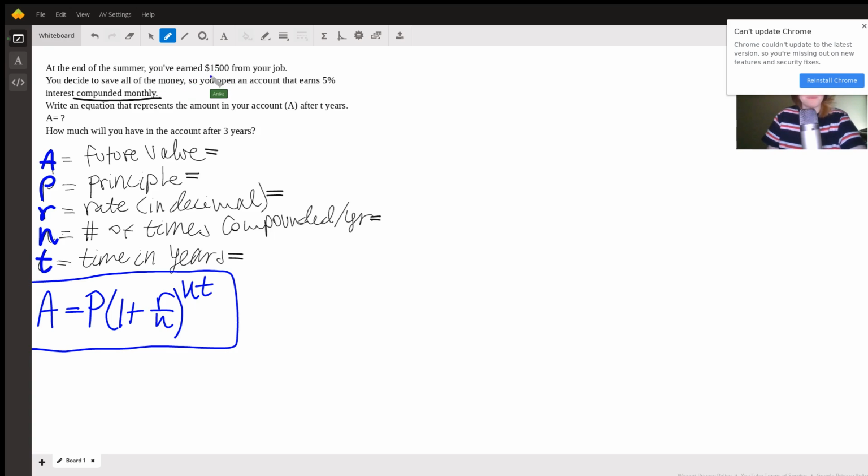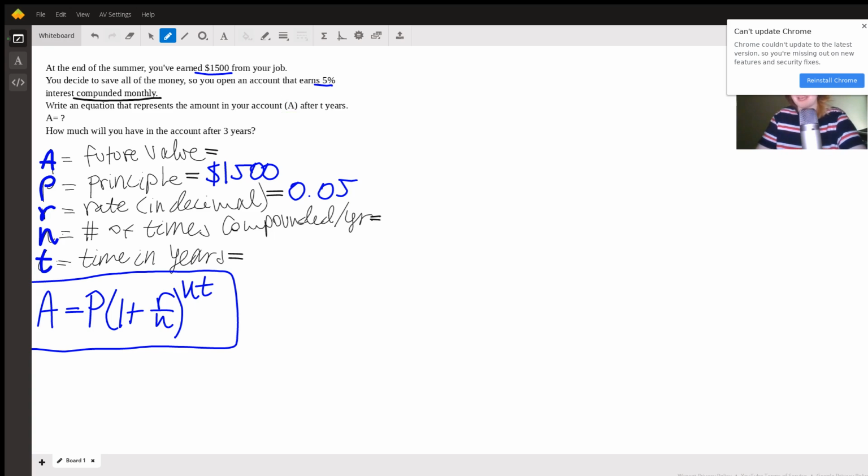So our initial principal is $1,500. That's what we earned over the summer, and that's what we put into the account. Our interest rate is 5%. And what's important about it is we have to put it into a decimal. So I'm going to go ahead and already just do 0.05, or you can do 5 divided by 100. And that will get you that in decimal form.